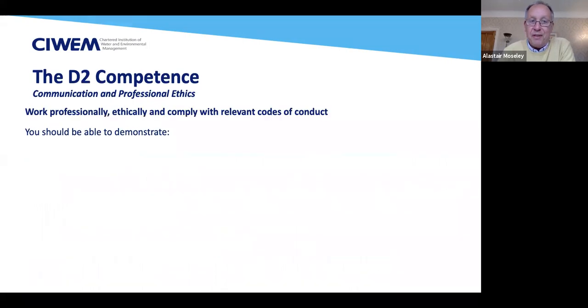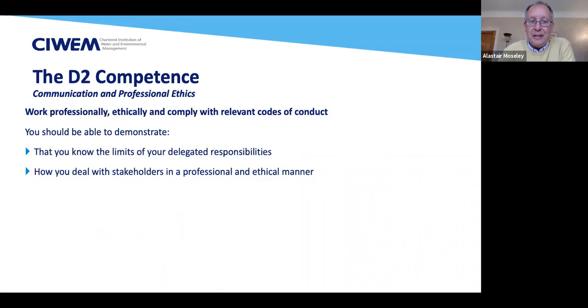The D2 competencies, now looking at professional ethics, we need you to demonstrate that you know the limits of your delegated responsibilities. So it's important that you are fully aware of where you're accountable and where you need to go and have more senior support. That's an important part to demonstrate to us. You need to show how you deal with stakeholders in a professional and ethical manner.